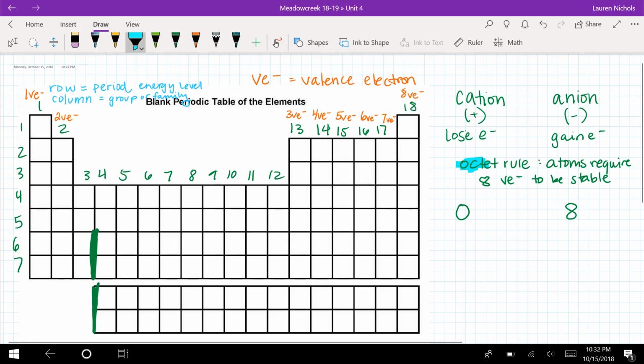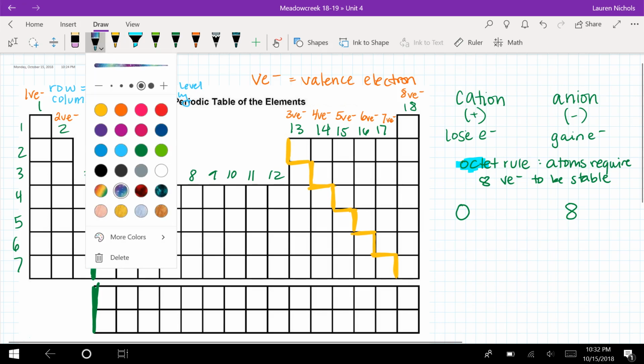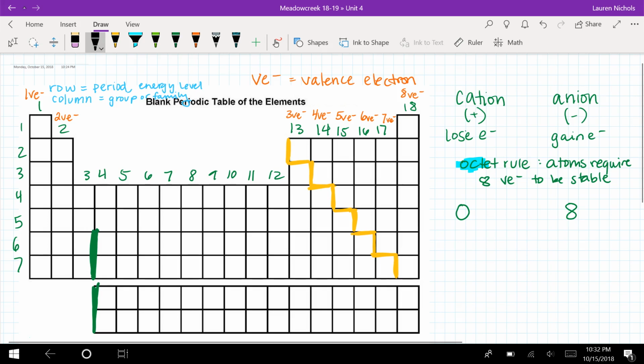And so some other things that we want to look at: on your periodic table, there is a staircase. It kind of goes like this down the periodic table. And this staircase does great things. It separates our metals from our nonmetals, and it tells us where the metalloids are. So the first one is we want to talk about our metals. Metals are to the left of the staircase. Okay, all metals, anything to the left of the staircase.